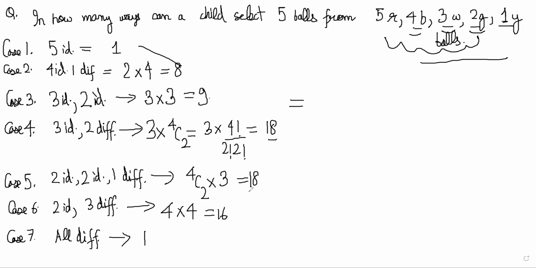So the answer will be 9 plus 18, so 36, 54, 71, right? The total answer is 71. Correct. Got it. Okay. Understood. Then let's look at some different types of questions.